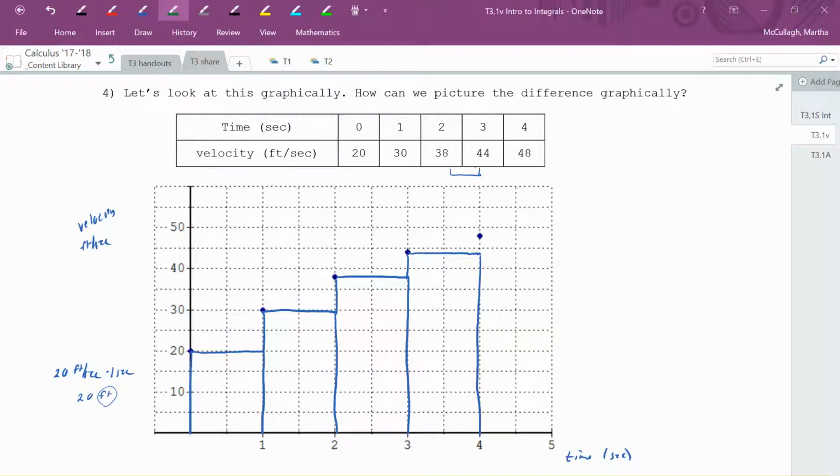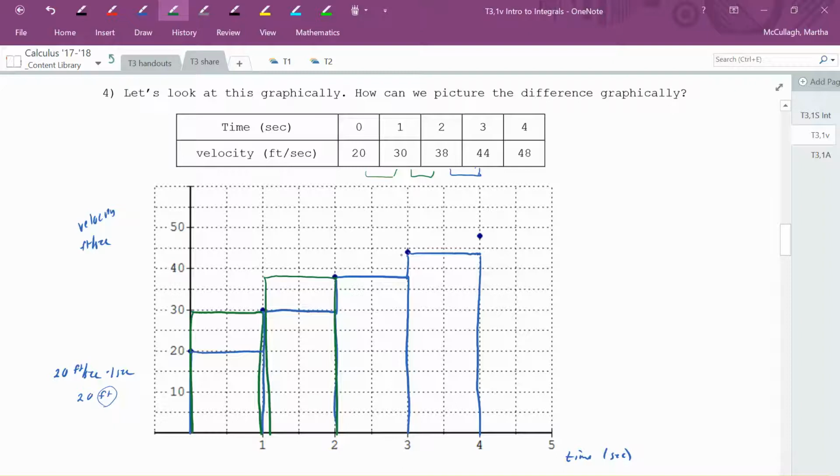But what if I want to assume the greatest speed for the interval? Well, then I'm going to assume that the rate of travel is 30 feet per second during this first interval. So the area now is this higher rectangle. In my second interval, from t equals 1 to t equals 2, I'm going to say, well, it could have gone close to 38 feet per second, which would give me this rectangle.